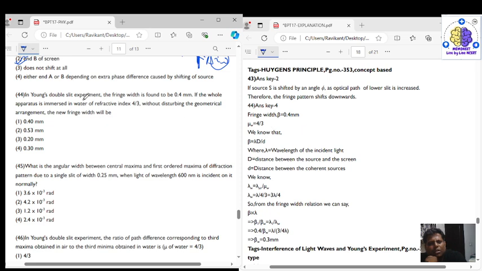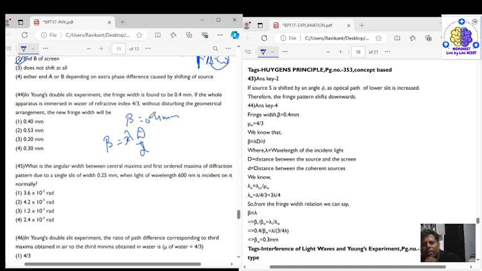Now let's see question number 44. The question says that in Young's double slit experiment, the fringe width is found to be 0.4 millimeter. That is, beta has been given to us as 0.4 millimeter, right? Now, if the whole apparatus is immersed in water of refractive index 4 by 3 without disturbing the geometrical arrangement, the new fringe width can be given as, see, beta is equal to lambda D by d.